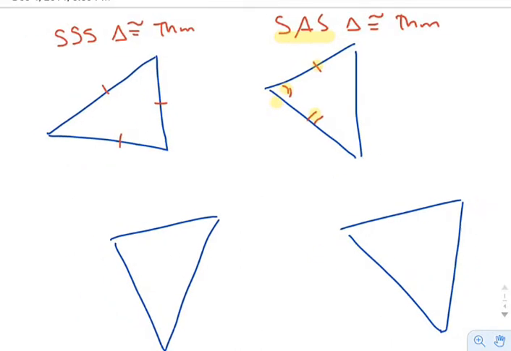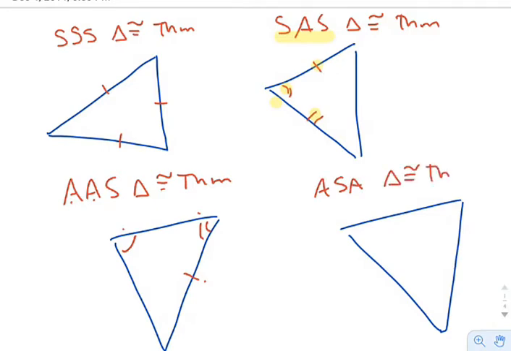Another combination of information we could use would be angle-angle-side. Again, please note, if we're talking about the angle-angle-side triangle congruency theorem, we have 2 angles and a side outside of them. And another combination of 2 angles and a side would be ASA, the angle-side-angle triangle congruency theorem, in which we have an angle, another angle, and a side trapped between them.